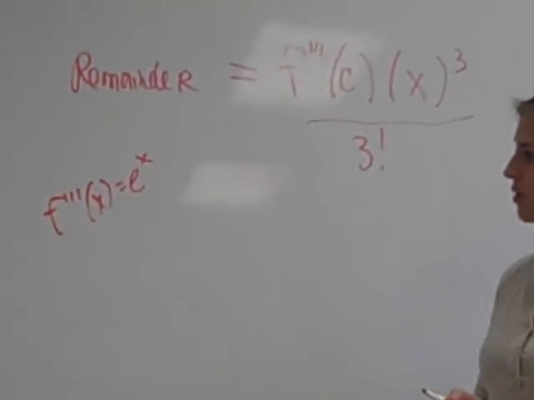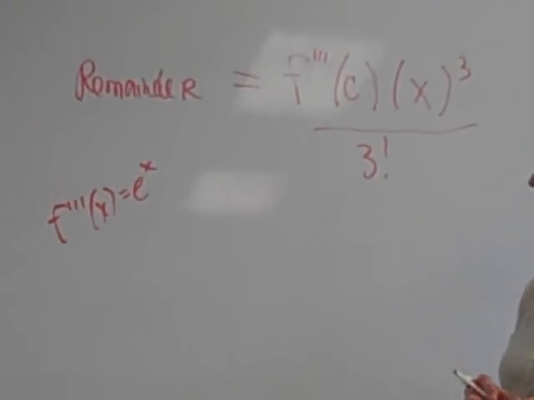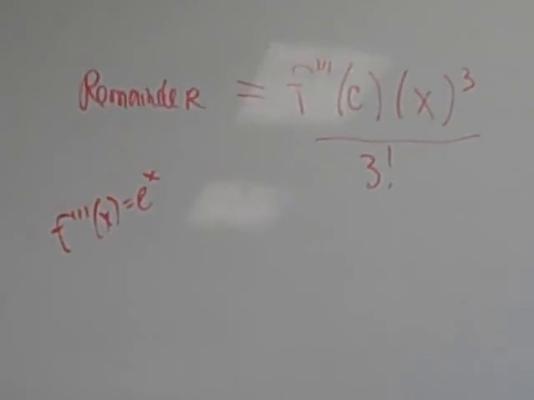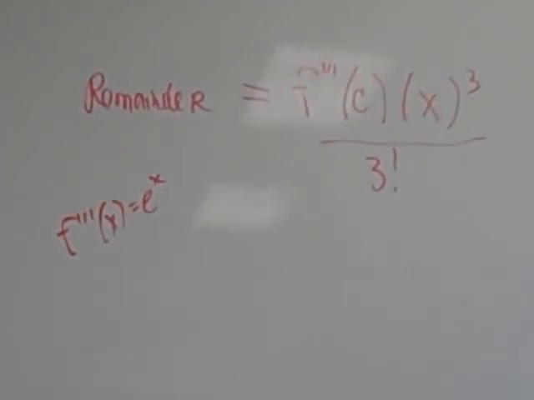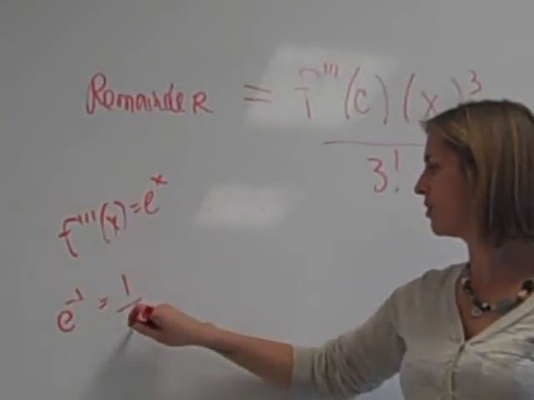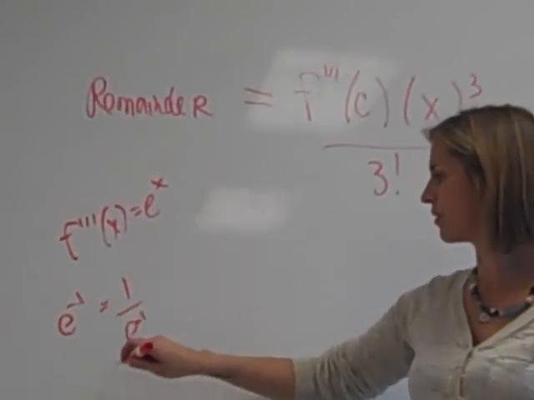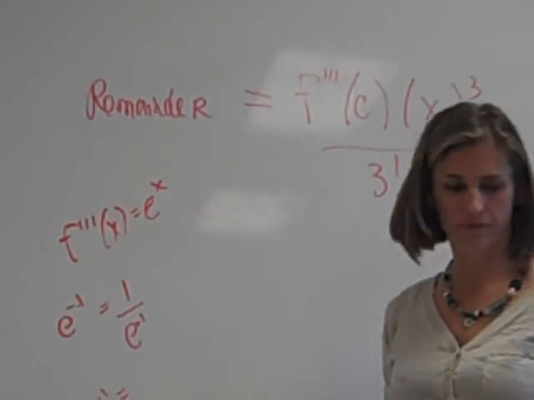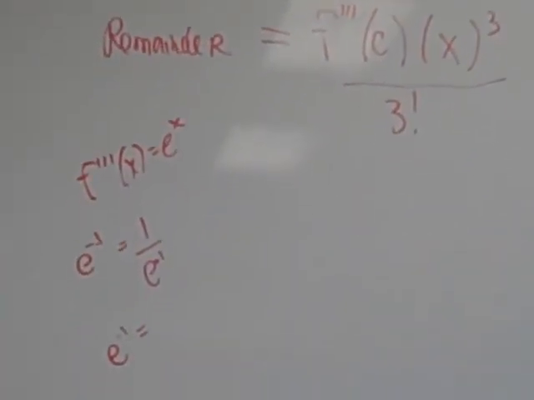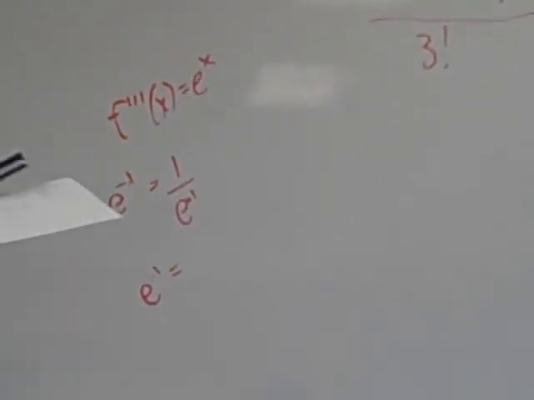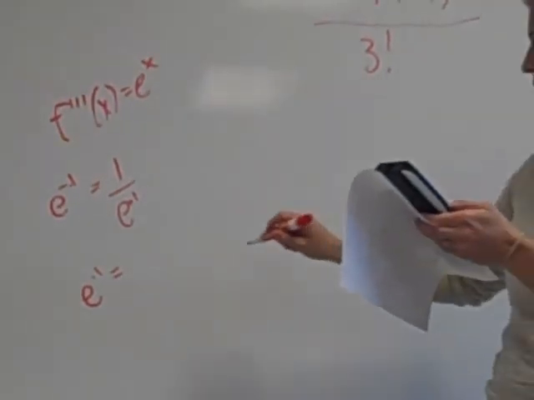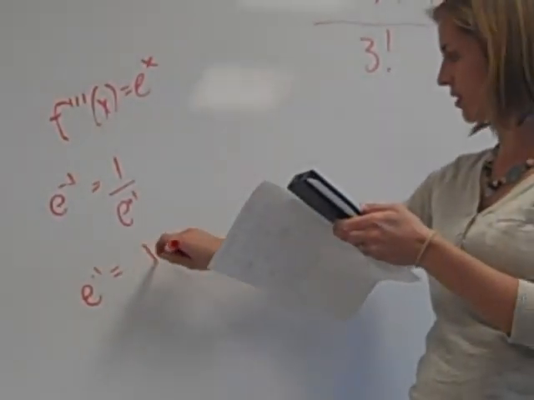Do I want to plug in 0.1 or negative 0.1? If I plug in e to the negative 0.1, that's 1 over e to the 0.1. Do you want the biggest error? The biggest error. I graphed it, e to the 0.1 is 1.105.